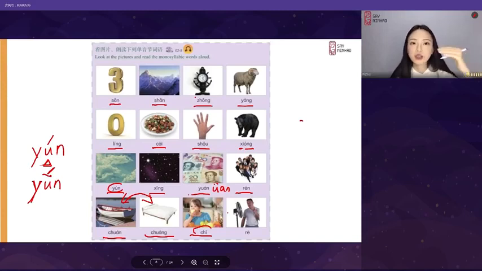吃, 吃. Next one, the last one is 热, which means hot, hot. 热, read up to me please. 热, initial 日, final 呃, and the tone is fourth tone. So 日, 呃, 热, 热.